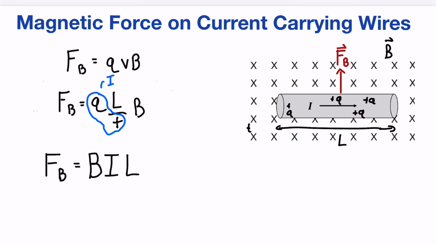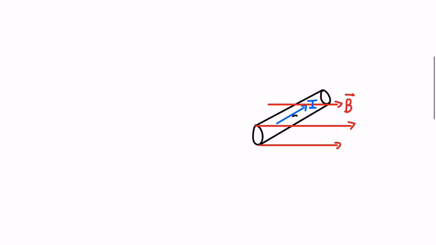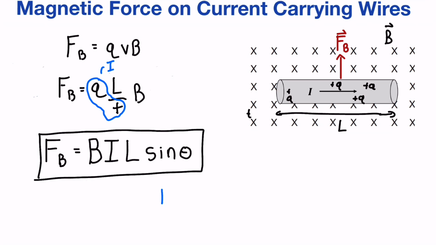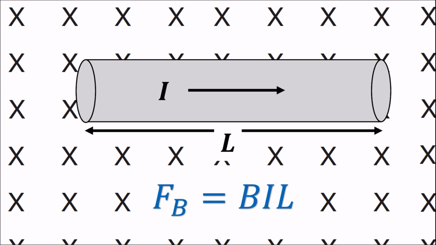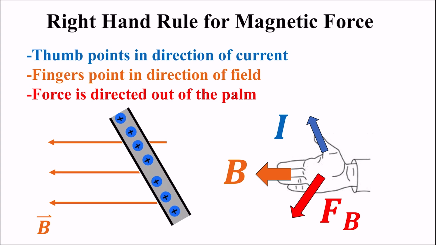Now this is assuming that the wire is flowing perfectly perpendicular to the magnetic field, which is often the case. If it's not, if the wire is at an angle theta to the magnetic field, then the formula becomes BIL sine theta. But most of the time, it's just BIL. So the magnitude of the force is given by BIL, and the direction can be found using the right-hand rule for the force on a moving charge.